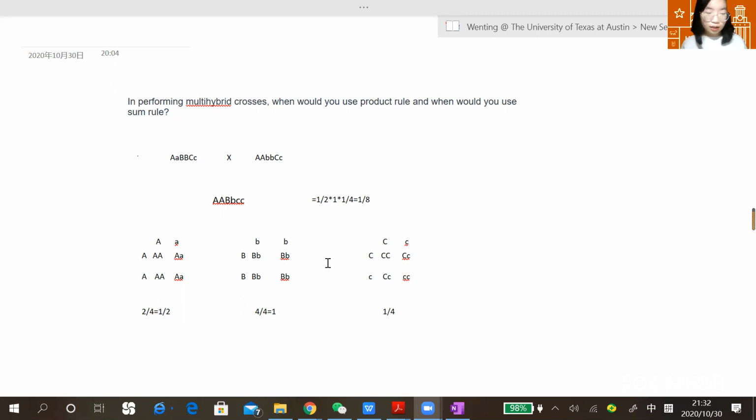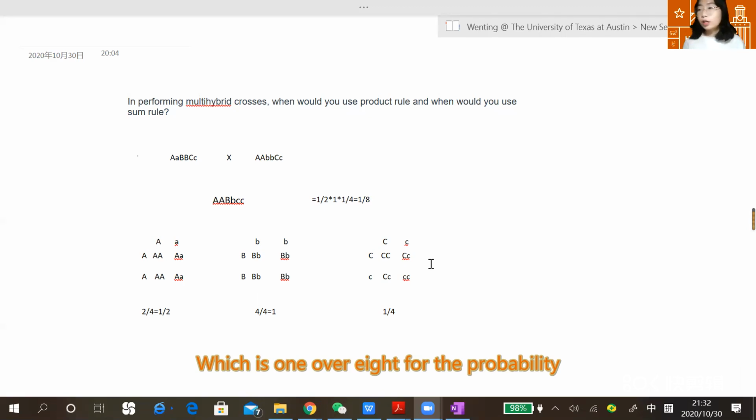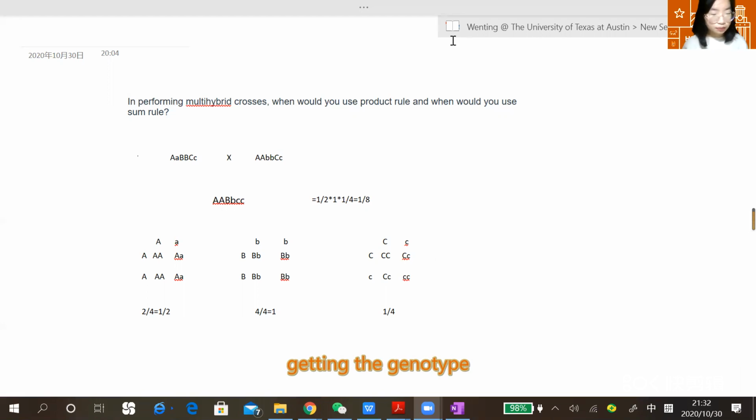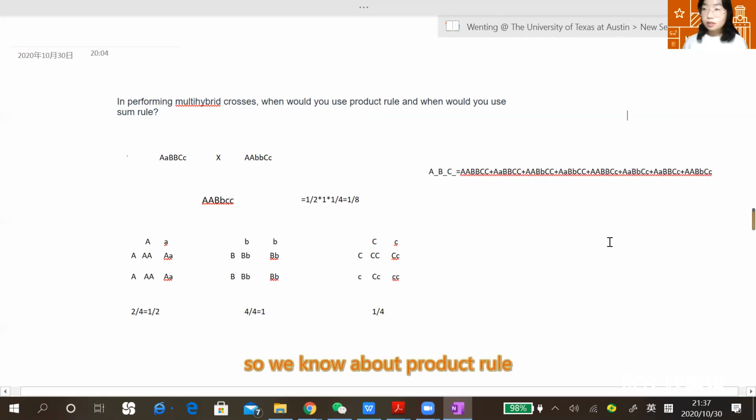For B, all of them are one big B, one small b, so it will be 1. And for C, only 1 out of 4 has two small c. So it will be 1/2 times 1 times 1/4, which is 1/8 for the probability of getting that genotype. Okay, so we know about the product rule when we are calculating genotypes.